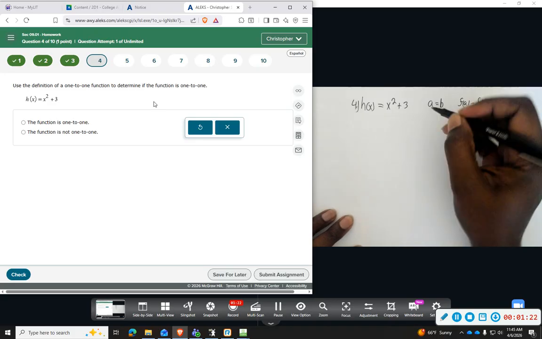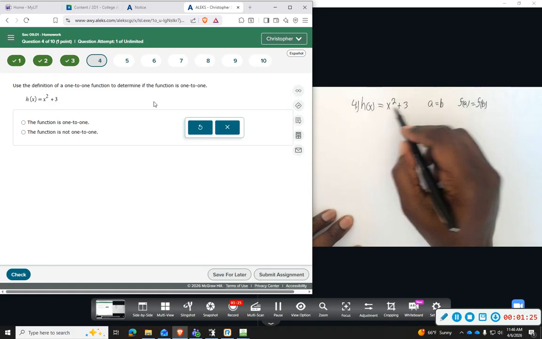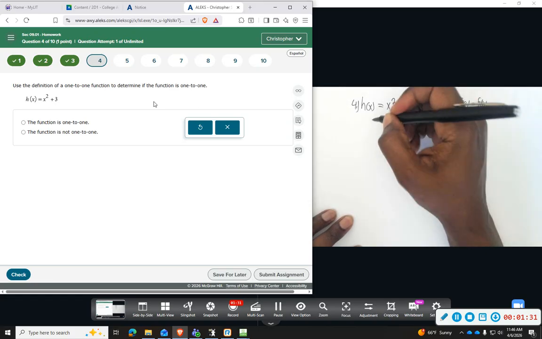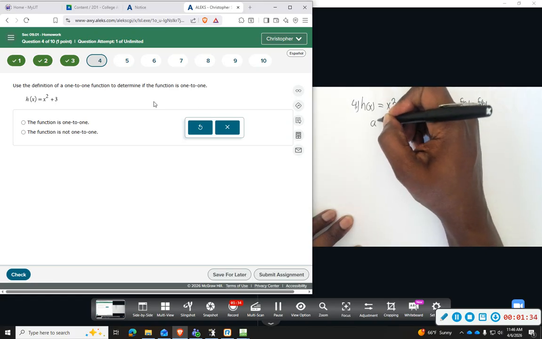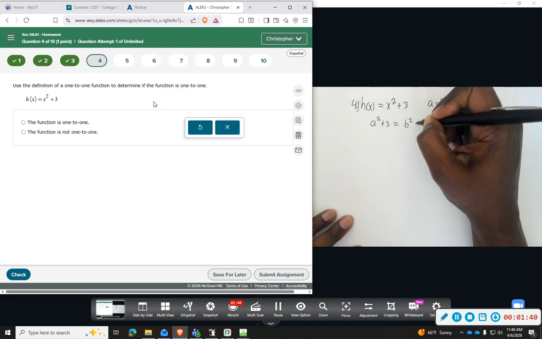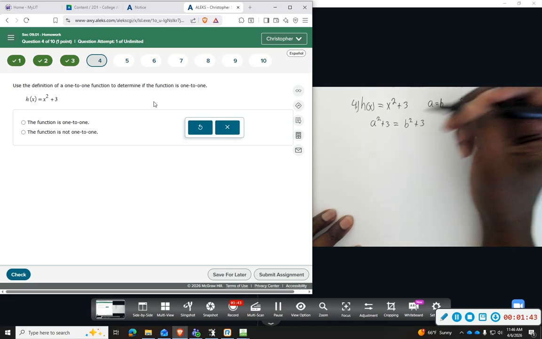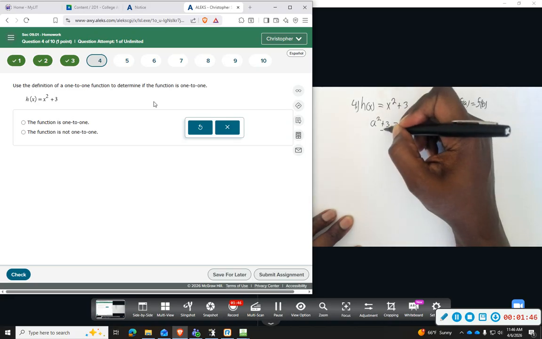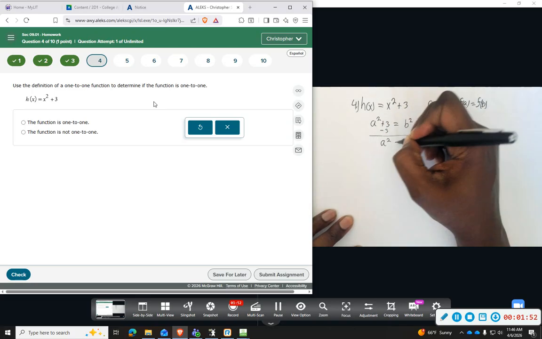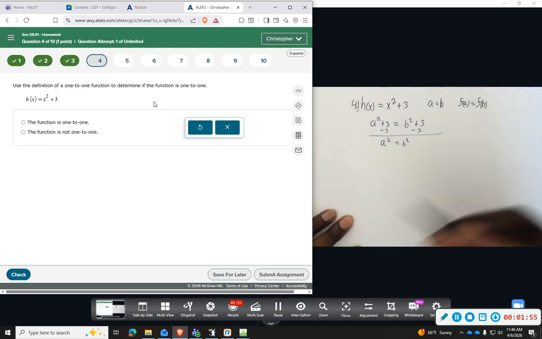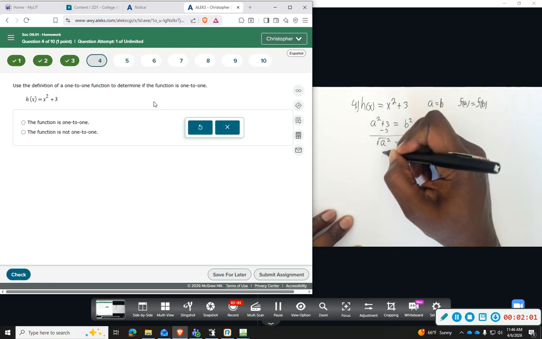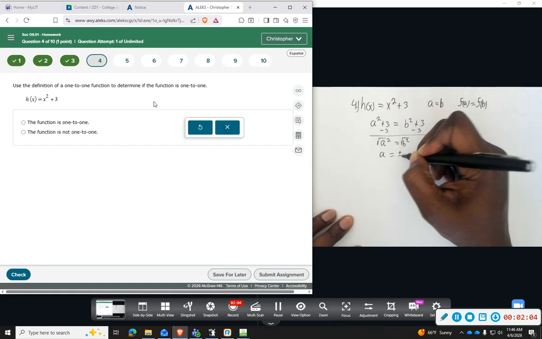Okay. And so I'm going to replace x with a and replace x with b, and we're going to solve and see if a equals b. So I'm going to get a squared plus 3 equals b squared plus 3. Trying to solve for these variables, we will subtract 3 from both sides, and that will just give us a squared equals b squared. And then if we do the square root, like just solving for a, we will get a equals plus or minus b.